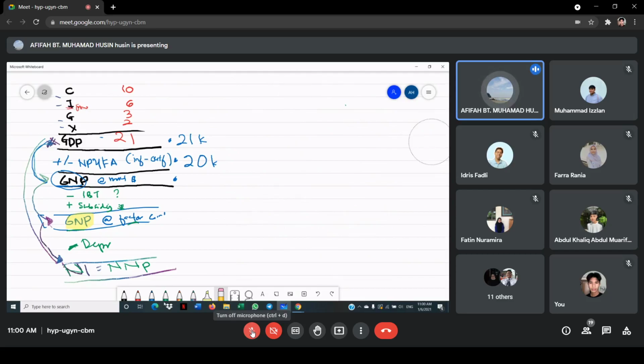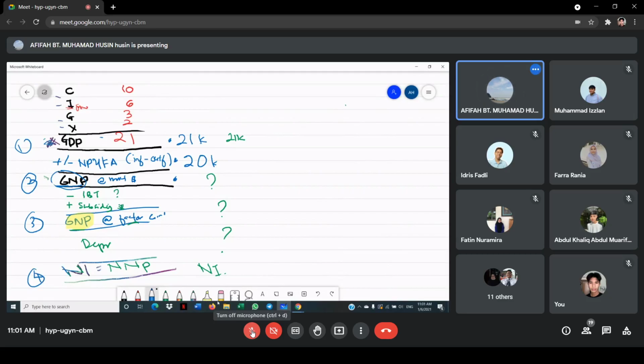You kena ada arrangement ni sebab sekarang dia kata given GDP 21K, find national income. So you kena carilah yang ni berapa, dia akan bagi. Okay, this is the step. First, find GDP, and then you have to find GNP at market price, GNP at factor cost. Then it gives you national income. Any question?